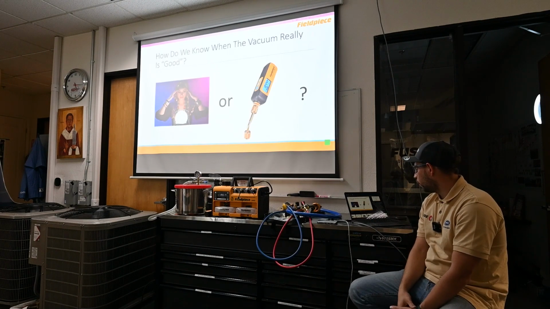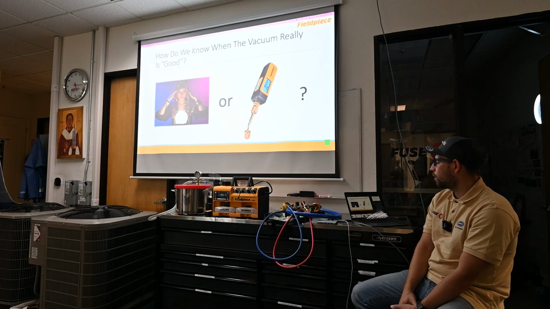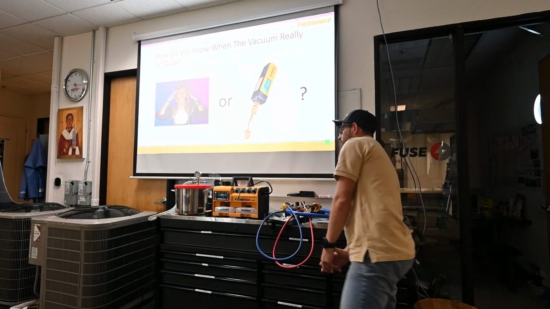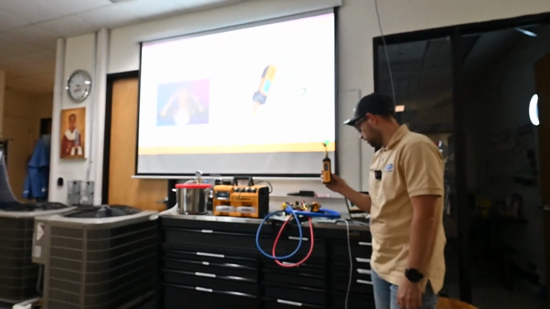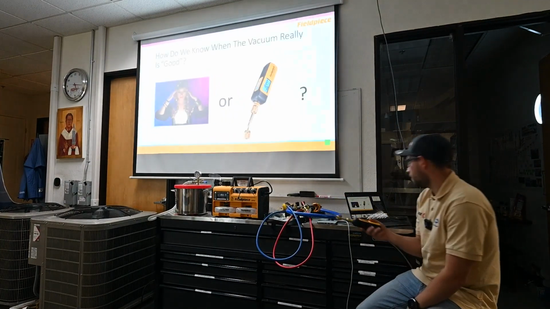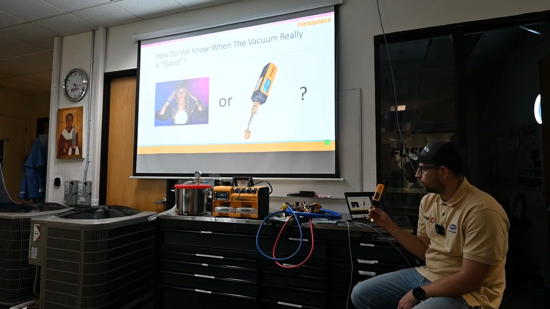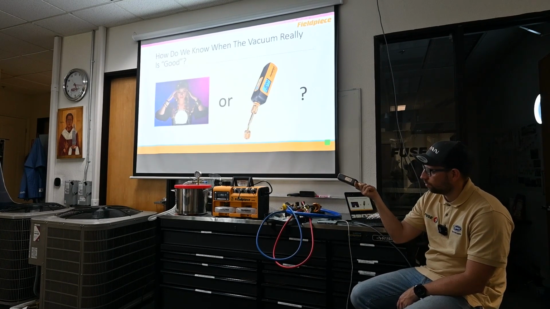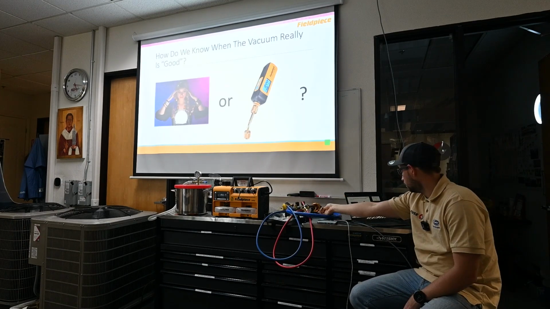How do we know when the vacuum really is good? We can imagine, or we can use a vacuum gauge like this one, MG44. This is a vacuum gauge from Fieldpiece. We can put this gauge on our gauges, or on the recovery vacuum machine, or on some valve from the condenser unit.